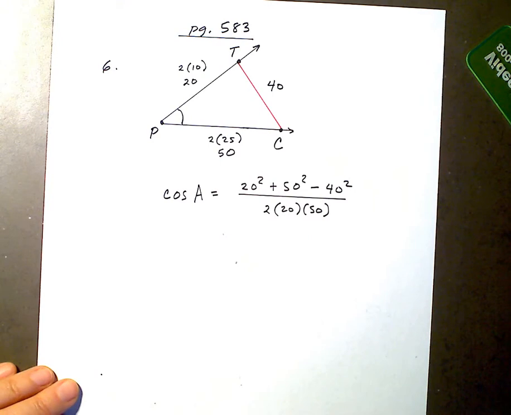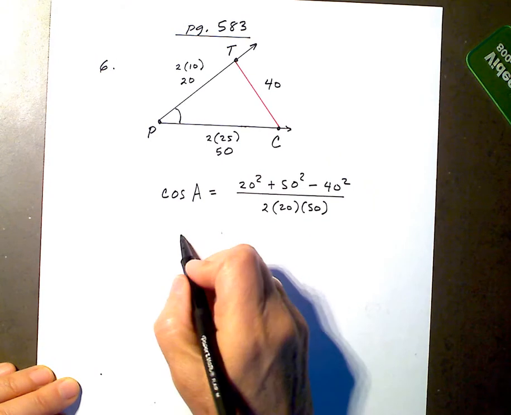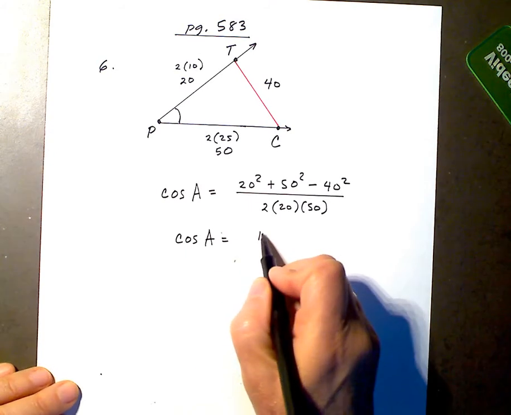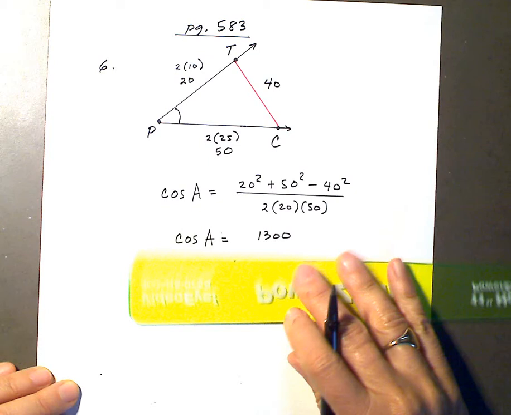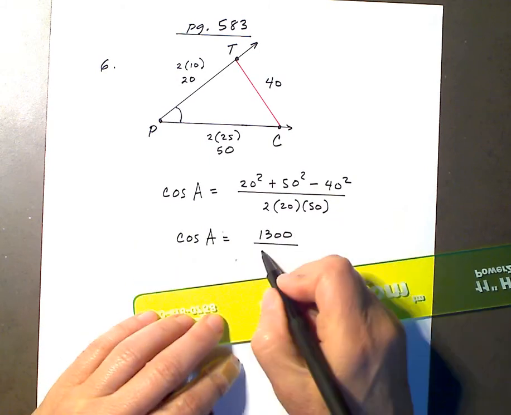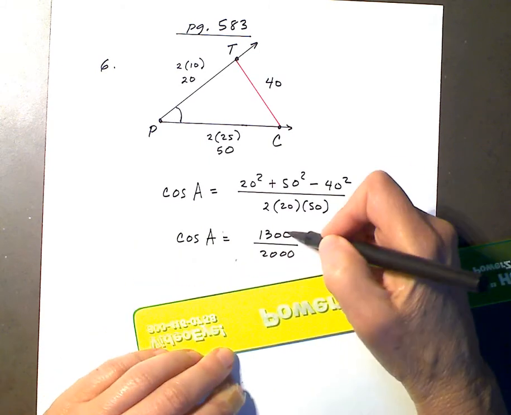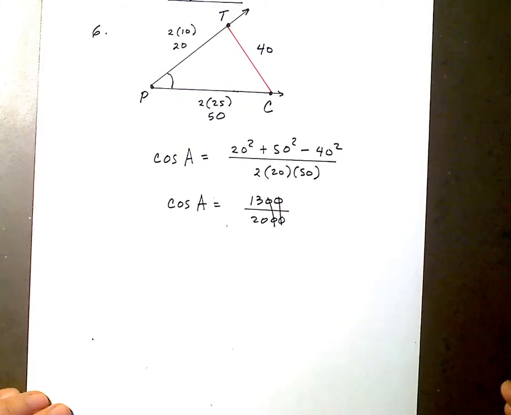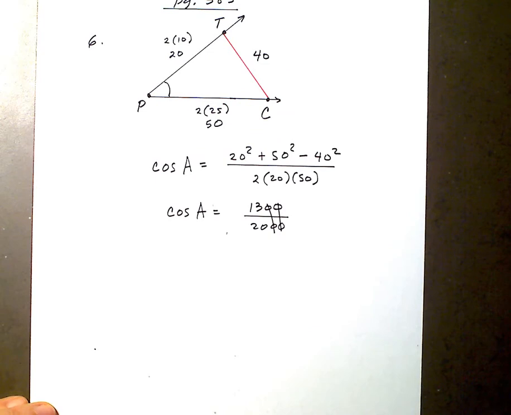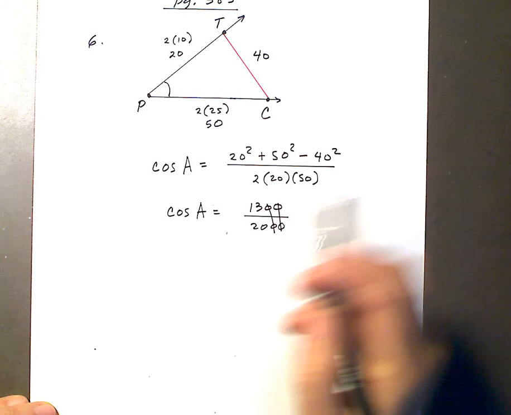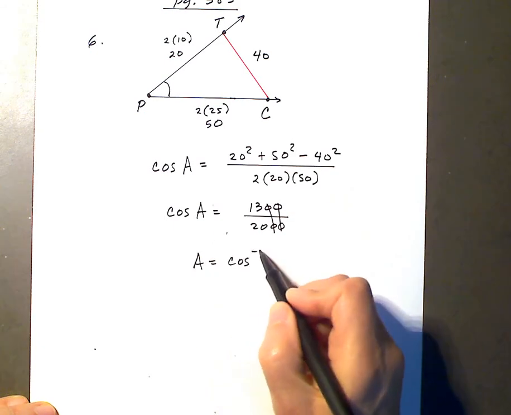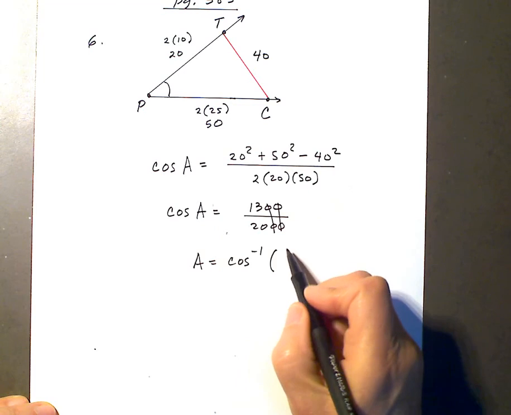So when I simplify this, my numerator, I will get 1,300, and the denominator over 2,000. And if you want to reduce that, that's fine. It's like 13 over 20. So that's the ratio of the leg lengths in a right triangle of adjacent over hypotenuse. So in order to find the measure of angle A, now I use the inverse cosine and look up the angle measure that goes with this ratio.